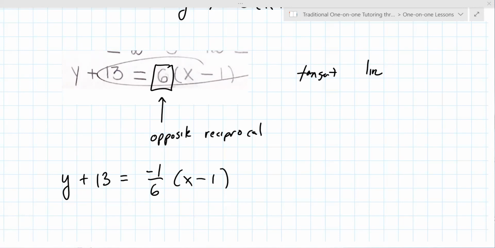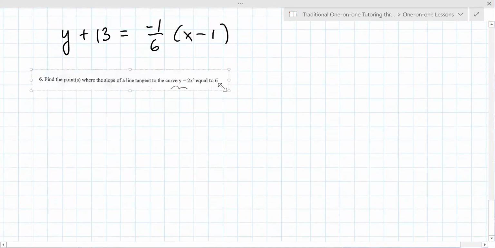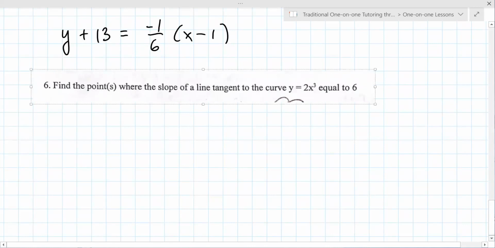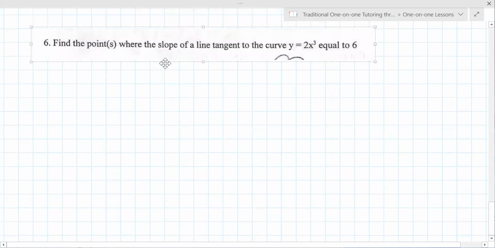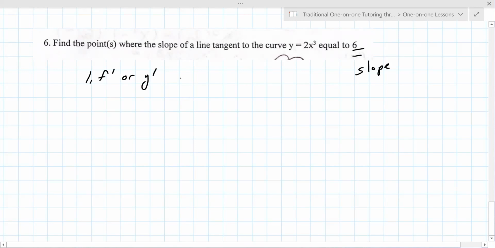I guess we can look at this question. It's probably a good question to look at. This is like a backwards question. It gives you the slope. It says find the points where the slope of a line tangent to the curve is equal to 6. So they're giving you the slope, and you have to take the derivative. You have to find f prime or y prime, and then you set it equal to the slope.